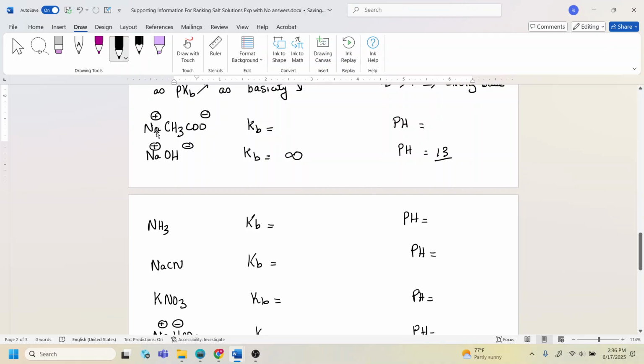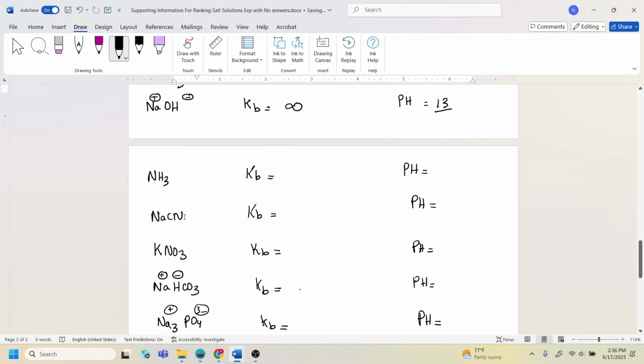For room temperature solution, this is sodium acetate. So search the Kb for the sodium acetate, search its pH value, ammonia, sodium cyanide as well. Search for those, the Kb and the pH.